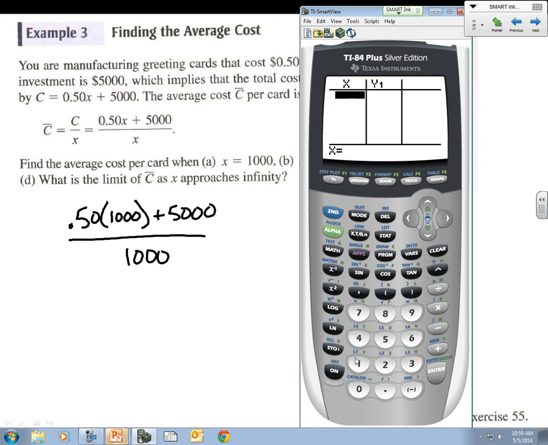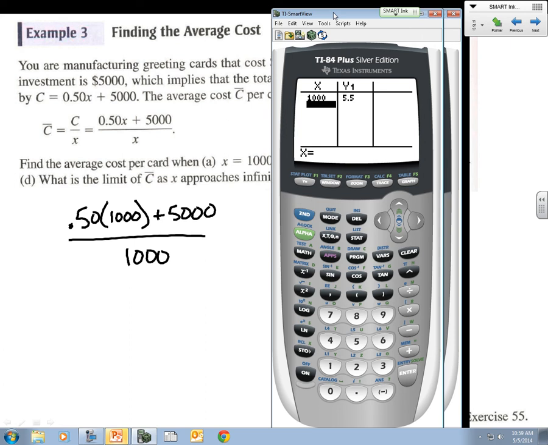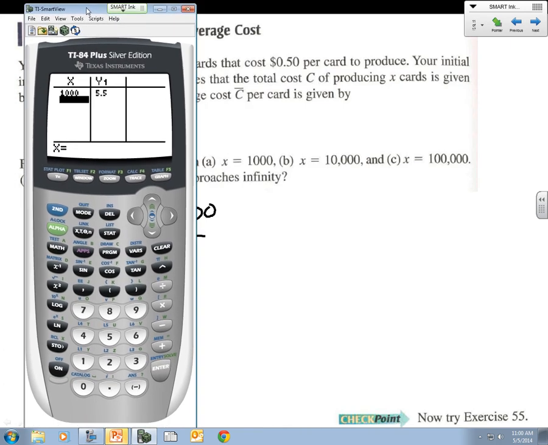And so the first one we want is 1,000, and the average cost per card is $5.50. So for 1,000 cards, that $5,000 initial cost really matters. What if we made 10,000 cards? Oh, now it's only $1 per card, so things get a lot cheaper there. As we keep increasing up to 100,000 cards, now we're down to 55 cents per card.